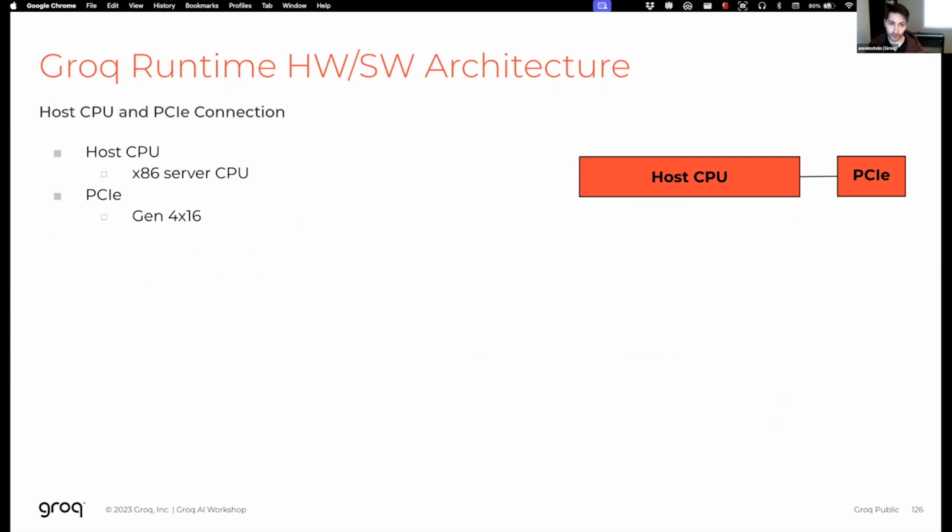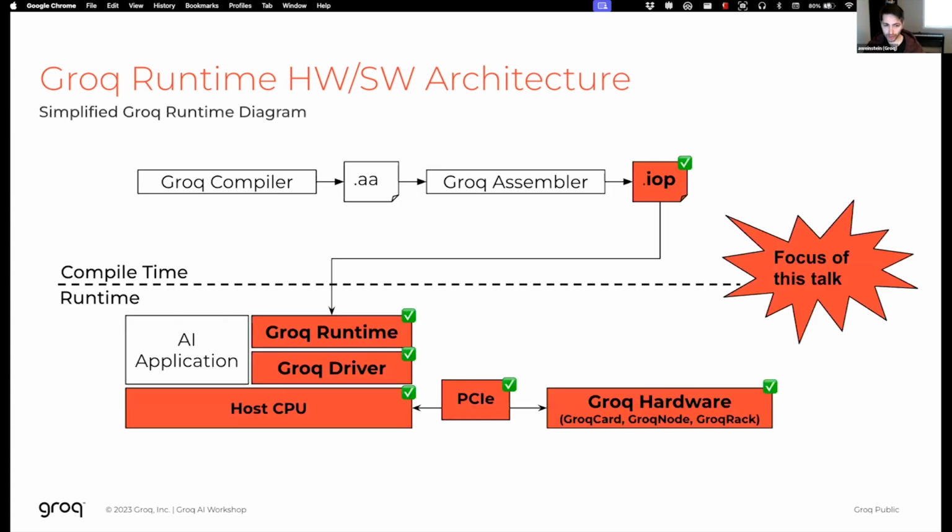I can answer any questions that you guys have about this, but we're running in our Groq node, we have a host x86 CPU, and we communicate to the GroqChip. The main data path we communicate over is PCIe Gen 4. So that covers every single system component block of what I consider to be the runtime.